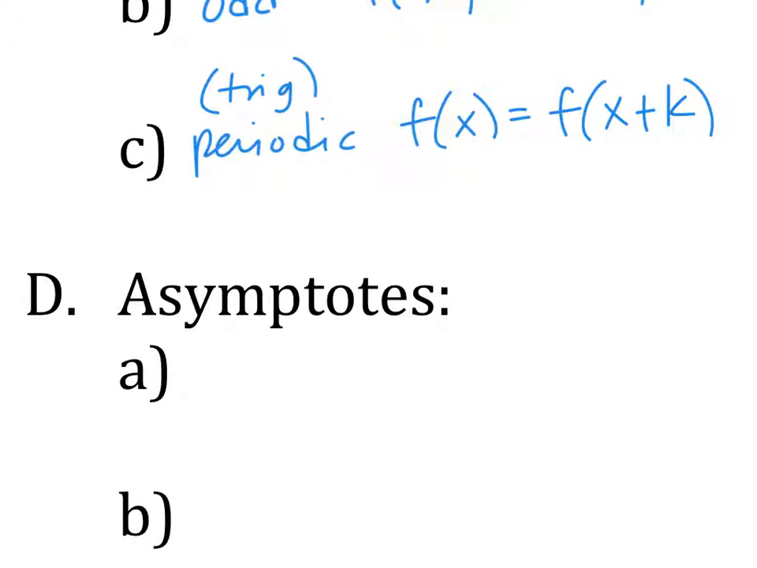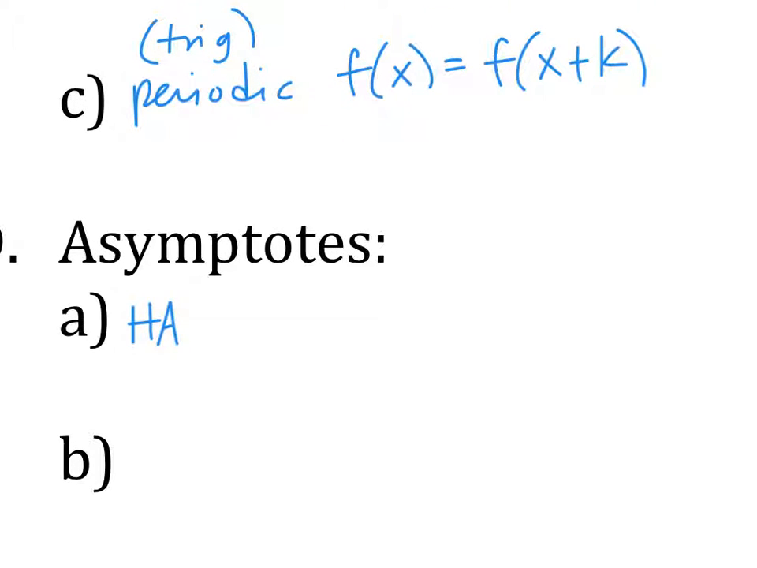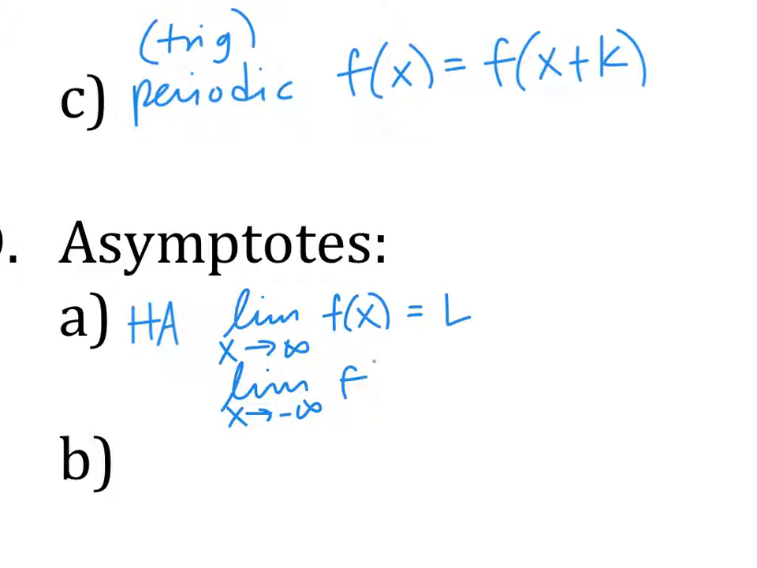Asymptotes. We have horizontal asymptote. If it's just polynomial over polynomial, just do what you did in Algebra 2. Is it bigger on the bottom, bigger on the top? Is it the same? But if it's not, which is why we need calculus to help us know this a little better. The real definition of horizontal asymptote is, what does the function look like when x is going to infinity? Does it go to a straight line? Or when it goes to negative infinity, does it go to a straight line?